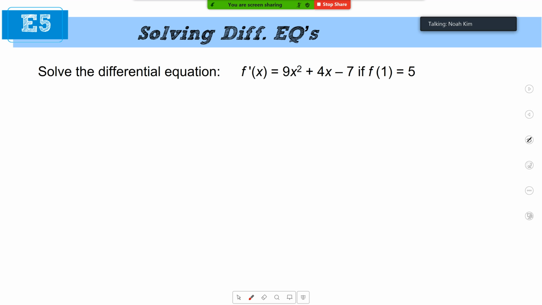Sorry, I was muted. Capital F of x equals 3x cubed plus 2x squared minus 7x plus c. Hold on, I'm not that fast. Go ahead. Plus 2x squared minus 7x plus c. Okay? First of all, that would be lowercase f of x, because when you take the antiderivative of f prime, you get back to the original function.